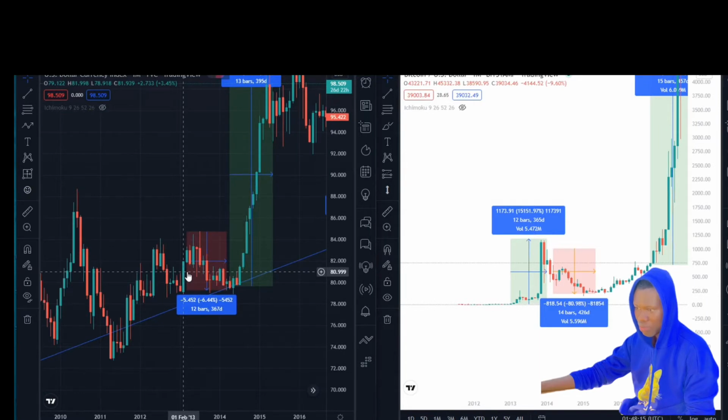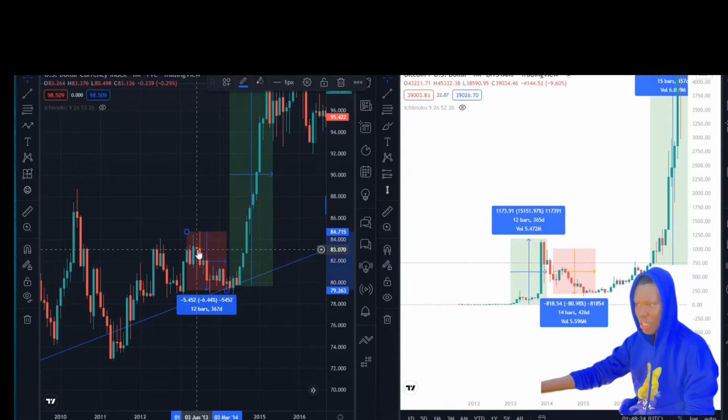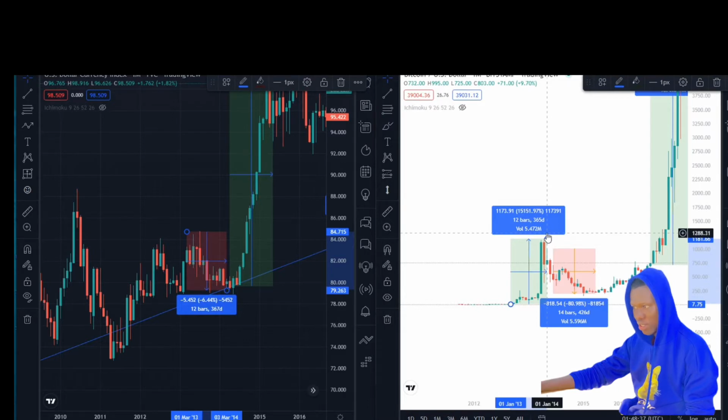When we come to around March 2013 to March 2014, our DXY was falling. And when we come to that same period, January 2013 to January 2014, Bitcoin was rising. So first, there's an inverse relationship between the two. Take note of the relationships as we go on, and you get to understand what I'm trying to explain to you in this video.